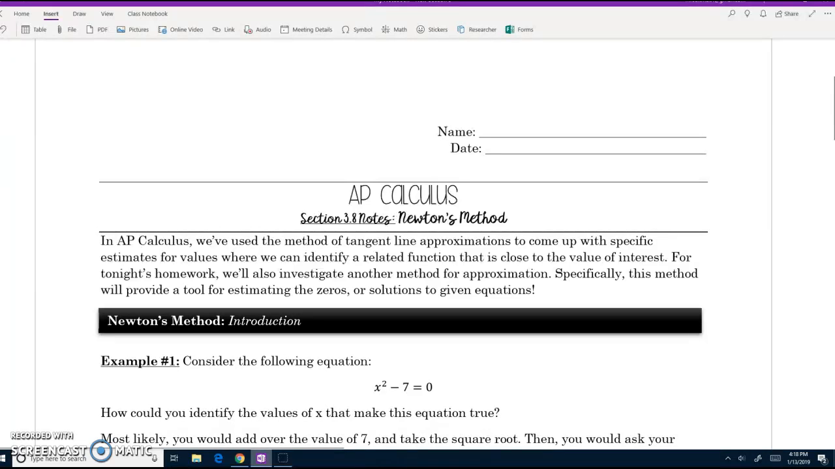Let's go ahead and read through the notes together. The first thing it says is that in AP Calc, we've used the method of tangent line approximations to come up with specific estimates for values where we know a related function, and then we can predict something that is close by, in the neighborhood of that value. Tonight's homework is going to get us into a different type of approximation. This one allows you to estimate zeros of equations and come up with solutions to specific polynomial, trigonometric, rational, or radical equations.